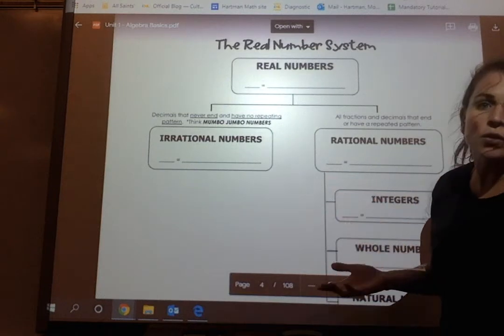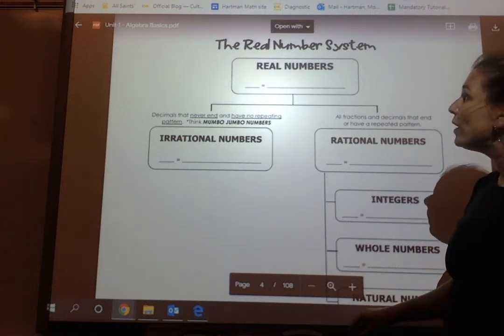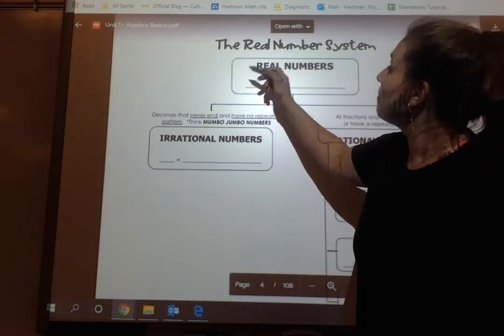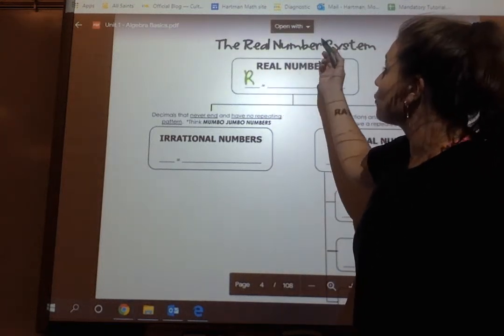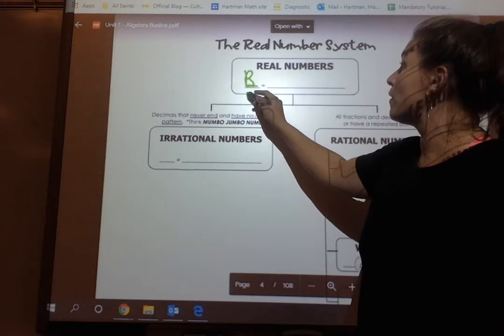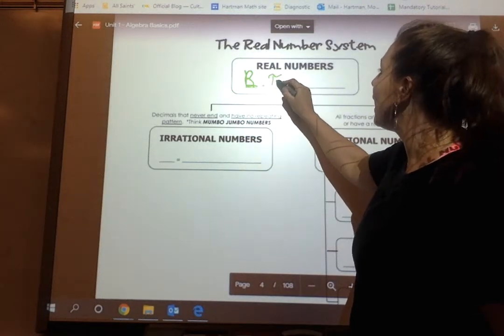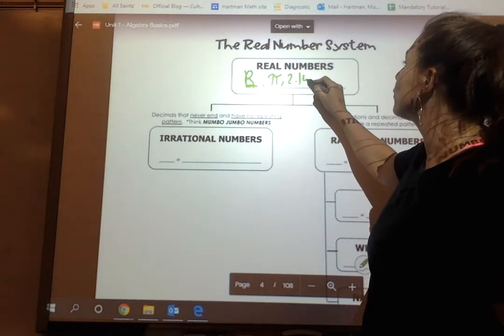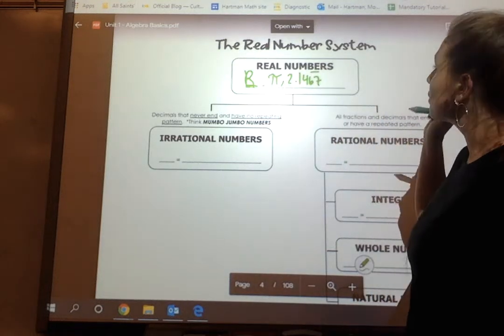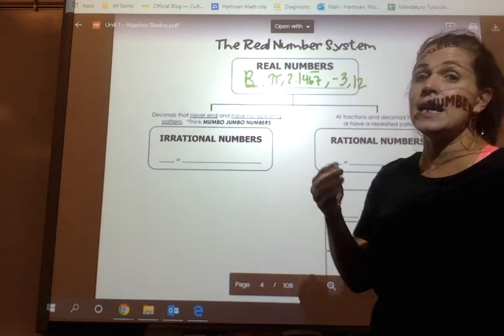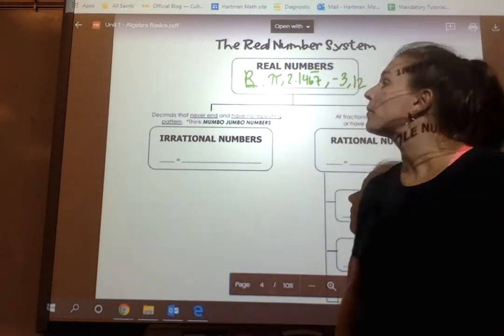So what is a real number? A real number is anything that we are dealing with in algebra. And we use the abbreviation R to classify a real number. So it could be like pi, it could be 2.1467, where 6/7's repeating. It could be -3, it could be 12. It's any number that we deal with in algebra.